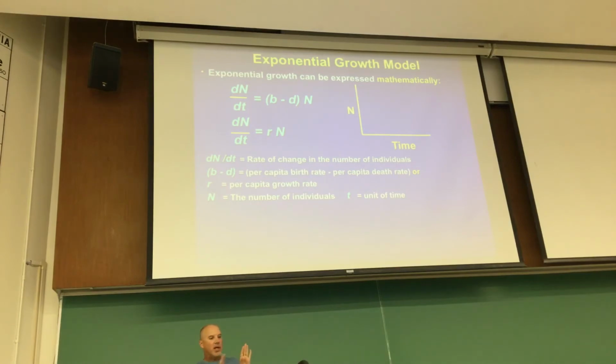The number born minus the amount that die can be thought of as R, which is the intrinsic rate of growth. If it's positive, what's your population going to do? Grow. It's going to grow. And if it's negative, it's going to decrease. That's the take-home right there.